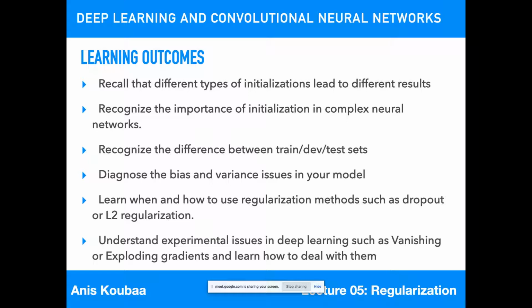You will also learn how to diagnose the bias and the variance issues in your model, which is a common problem when you train a neural network. Maybe the results are biased, so we will understand what does it mean, a bias and a variance in training a neural network model. You will learn how to use regularization methods such as dropout and L2 regularization, and you will understand experimental issues in deep learning such as vanishing and exploding gradients, and learn how to deal with them.